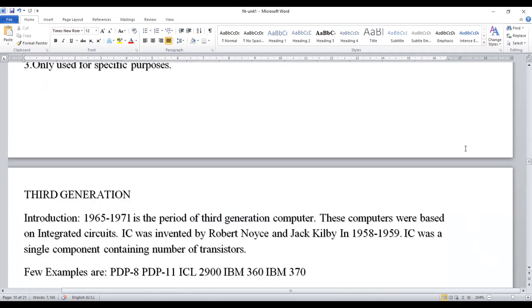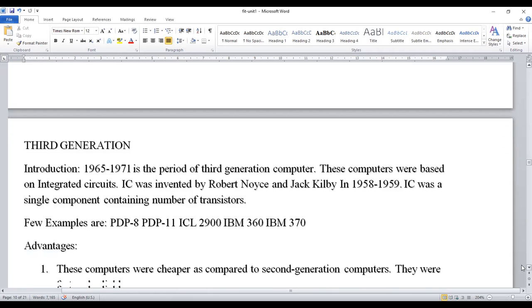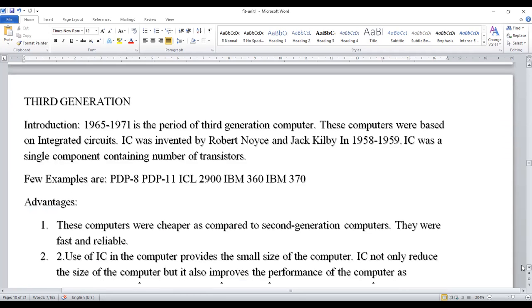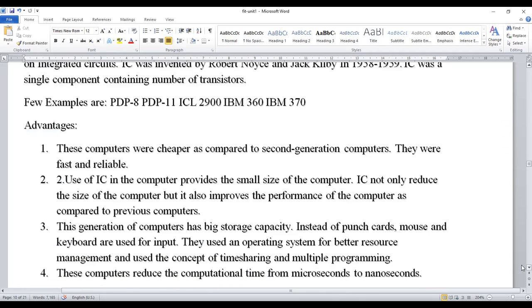Third generation computers. 1965 to 1971 is the period of the third generation computer. These computers were based on integrated circuits. IC was invented by Robert Noyce and Jack Kilby in 1958 to 1959. IC was a single component containing a number of transistors. In third generation we have different types of computers. These computers were cheaper as compared to second generation computers. We'll have a look at third generation computers also.